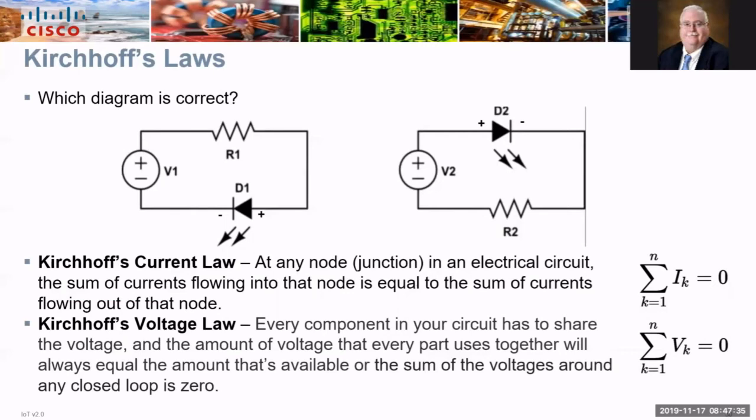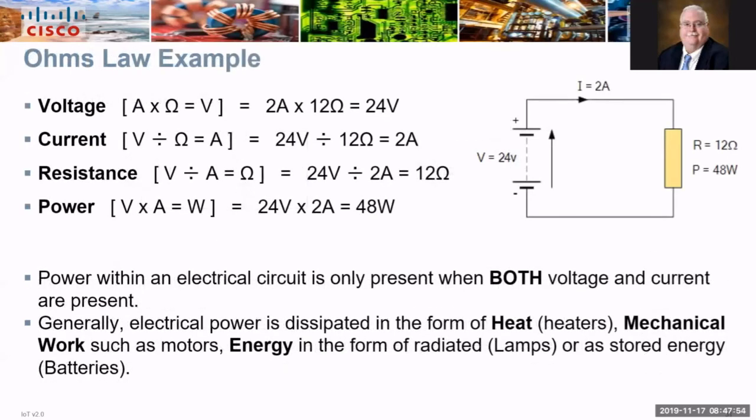Voltage or current will always calculate out to equal 0. You always want to assure you output the same current and voltage you input. For example, if you have a 5-volt battery, then you want to have sufficiently sized components to use all 5 volts. Power within an electrical circuit is only present when both voltage and current are present.